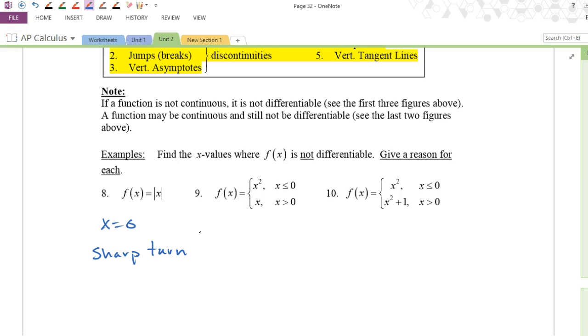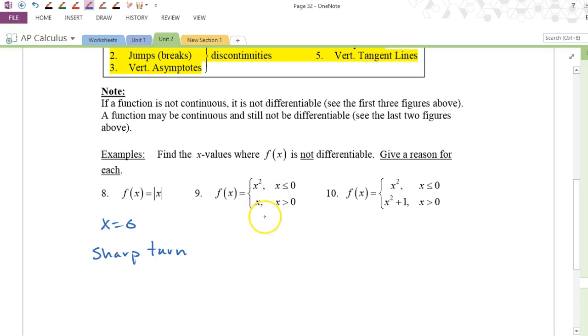Okay, what about question number 9 where you have a piecewise function? Let's think about this one. First, let's look at each of the pieces. x squared, does x squared have any discontinuities or sharp turns? No, it is totally differentiable. What about just x? Totally continuous, no sharp turns. So what we're worried about is when they come together, is there a sharp turn? Because they do come together at the same spot, right?